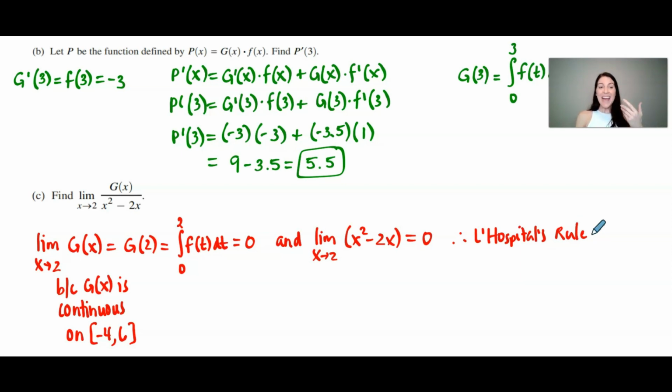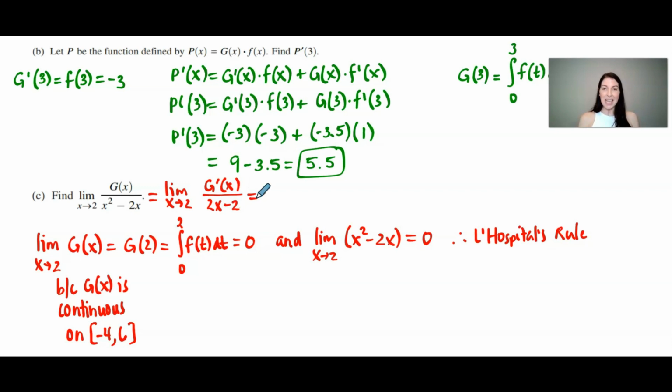Now, because we can apply L'Hopital's rule, that means that this limit is going to be equal to the same thing as the limit of the derivatives. And we can only do this because we can apply L'Hopital's rule, because we got this indeterminate form of 0 divided by 0 when we used direct substitution. So now I can take the derivative of the numerator and denominator by applying L'Hopital's rule. And I would have the limit as x approaches 2 of g prime of x divided by 2x minus 2.